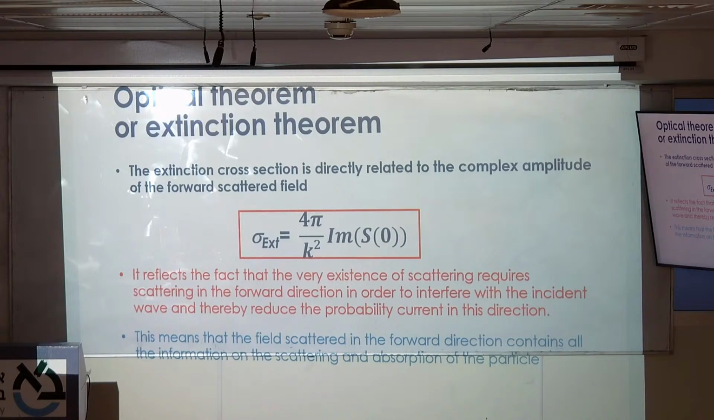Okay, so in that direction theta, you have some probability to have some scattering. Okay. Now theta equals 0, so that means the same direction as the incident wave. I want to see what S0 is here.